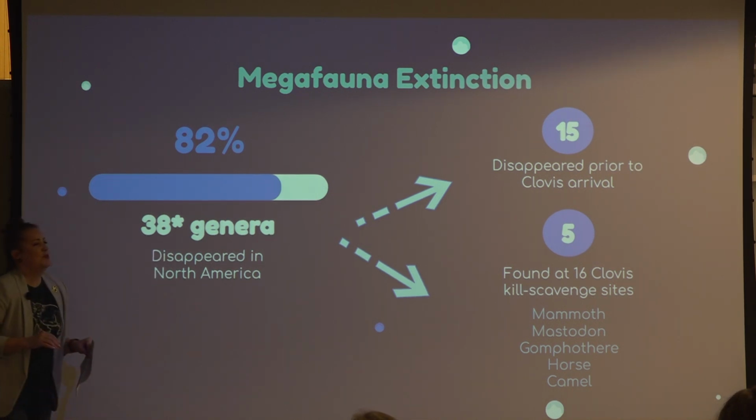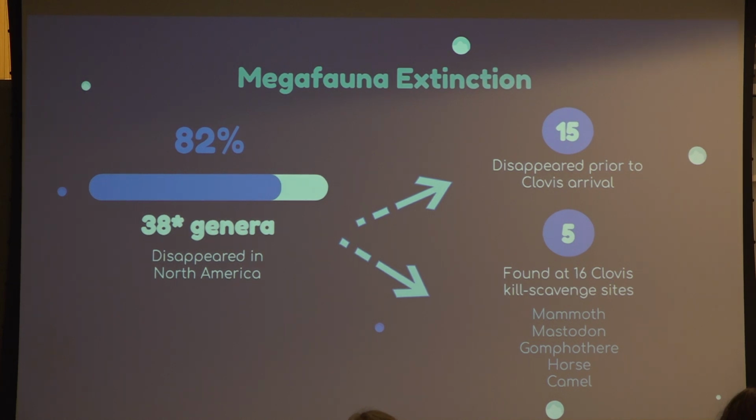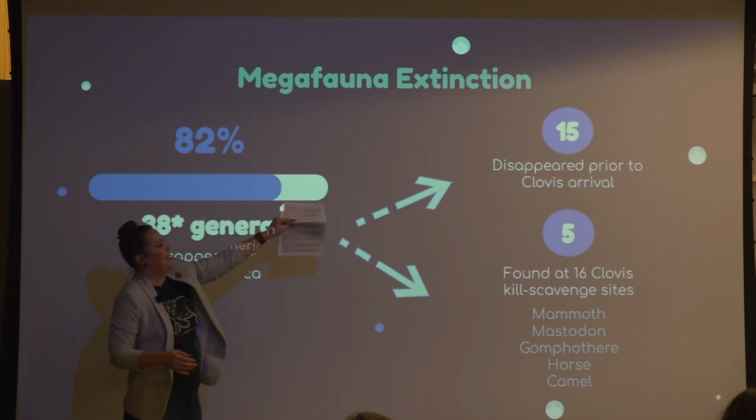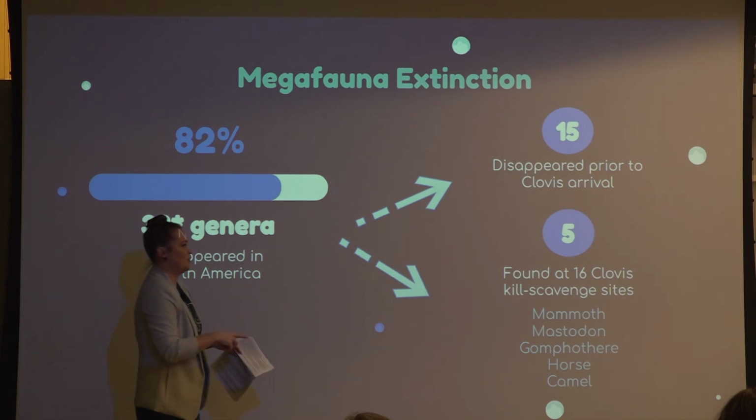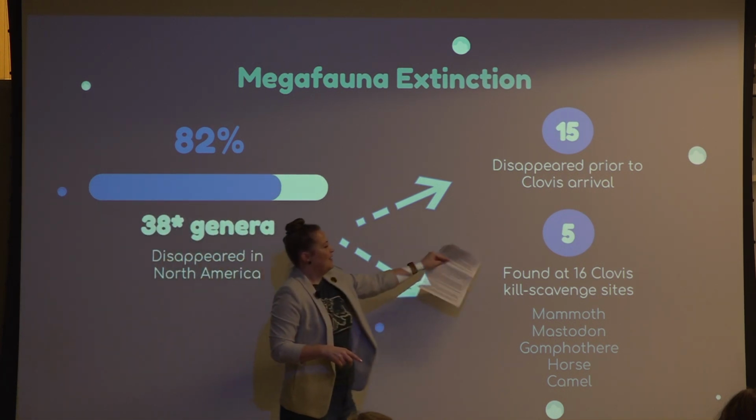18 of these species are known to have survived up until Clovis arrived. So 18 species were on the menu for Clovis people. Now, that leaves 15 that disappeared before them, so you can't point fingers at humans really with this one yet. Well, maybe, right? We could have had some more. But there's only 5 species.